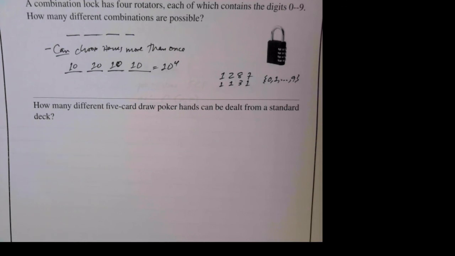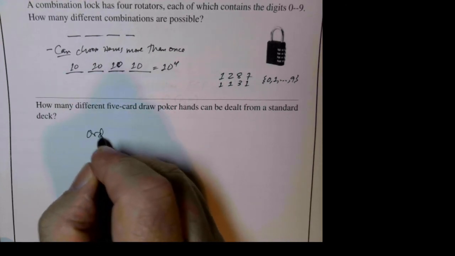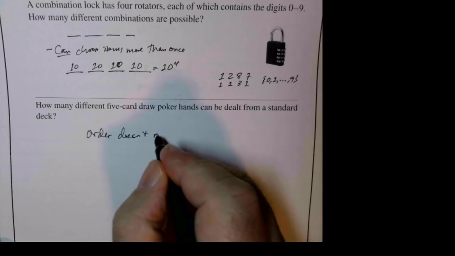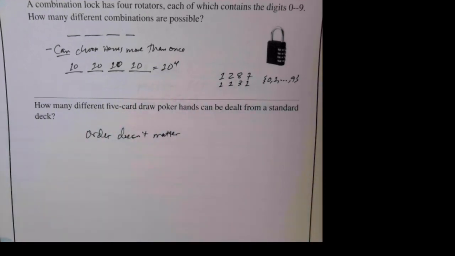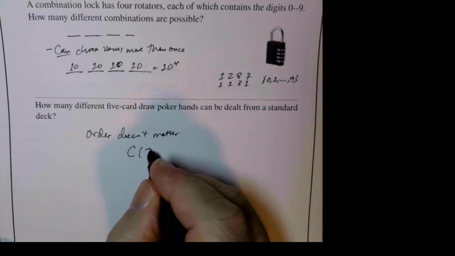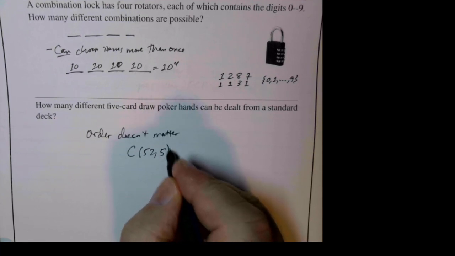Finally, how many different 5-card draw poker hands can be dealt from a standard deck? In draw poker, you get 5 cards dealt to you. You can pick them up and you can rearrange them any way you want to. So in this case, order doesn't matter at all. The hand is the hand, regardless of the order in which you get it. And so it is C of 52, 5.